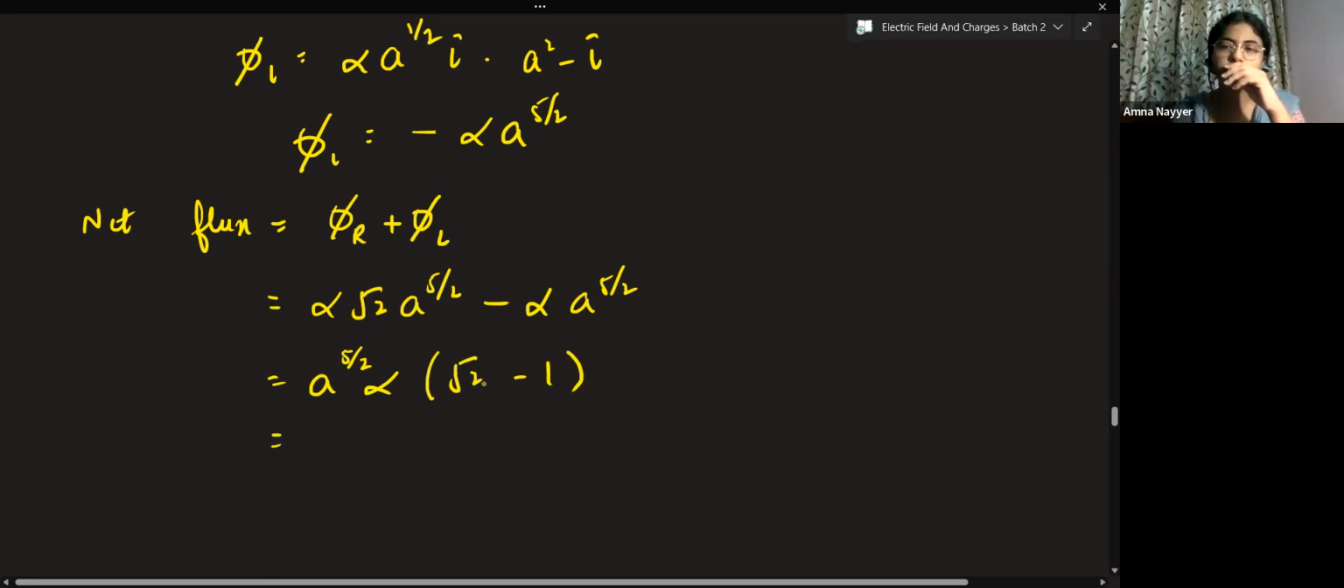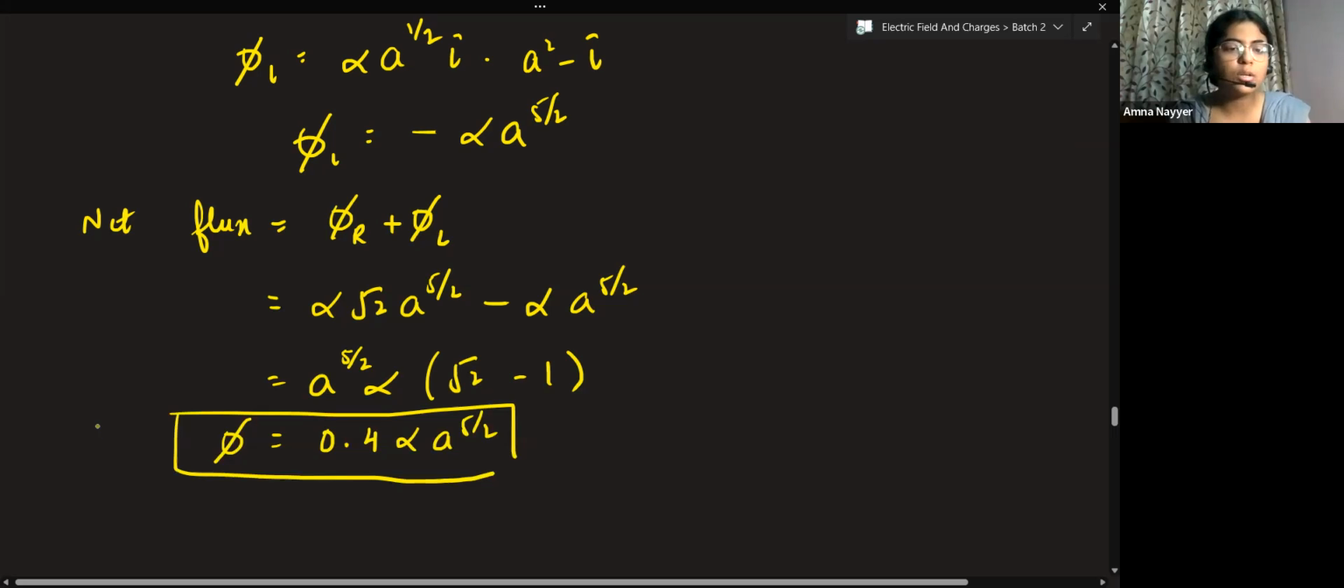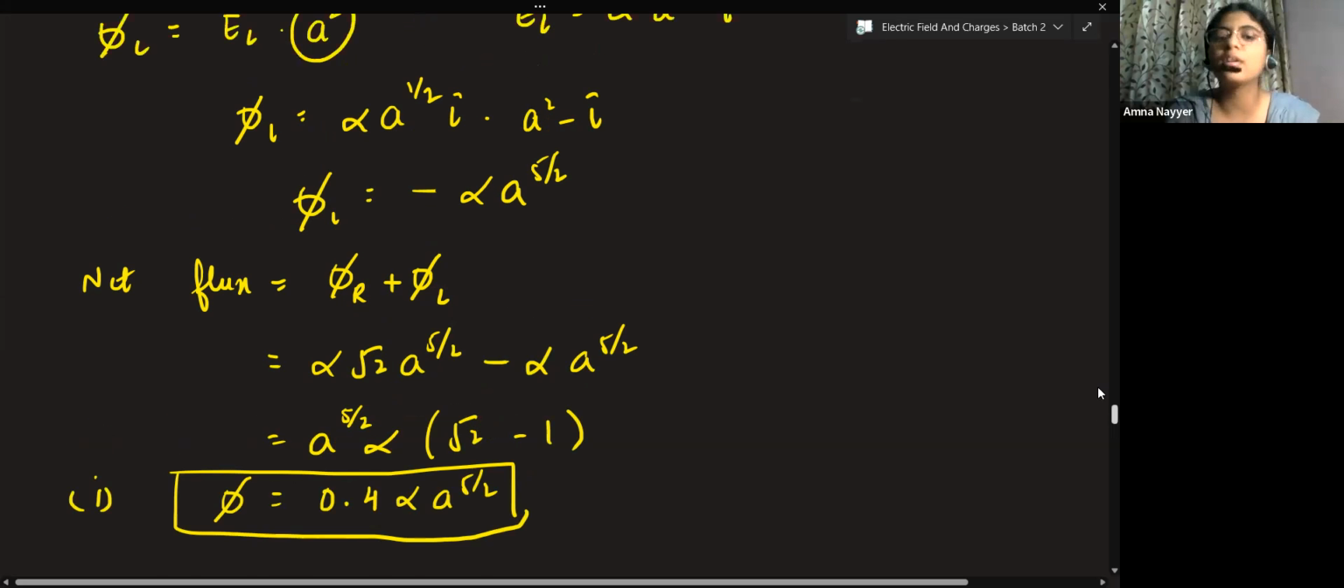So see, root 2 is 1.4. You can subtract 1, that will be approximately 0.4. So you can write it as 0.4 alpha a to the power 5 by 2. This is the flux that you get. But this is the answer of the first part only. Let's see the second part of the question. The question has not ended over here.